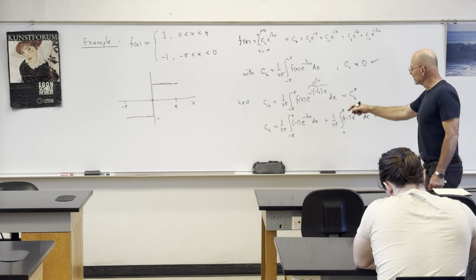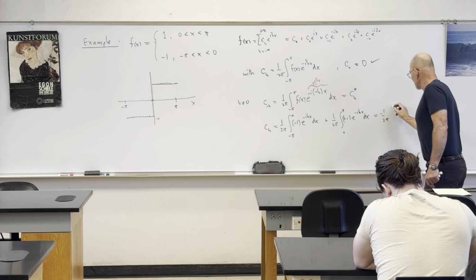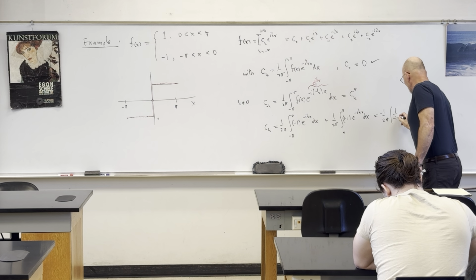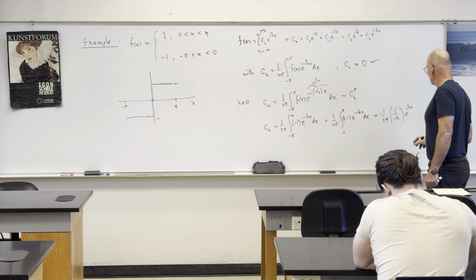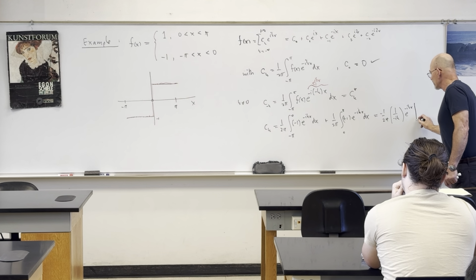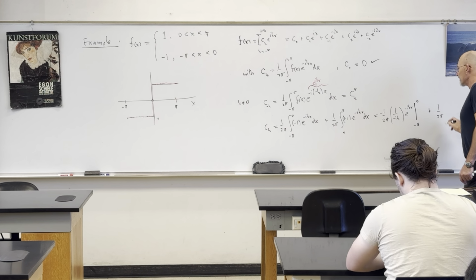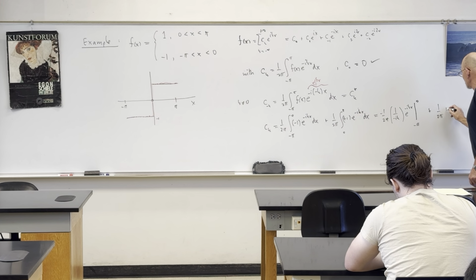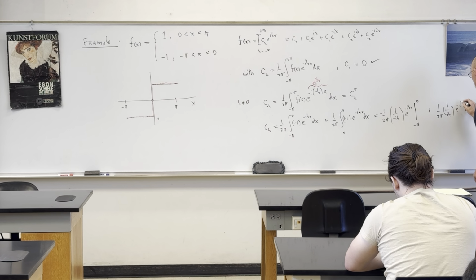So let's see, what we get for the first integral, we've got minus 1 over 2 pi. Then we have 1 over negative i k e to the minus i kx from minus pi to 0. We have plus 1 over 2 pi, well, plus 1 there, 1 over negative i k e to the negative i kx from 0 to pi.